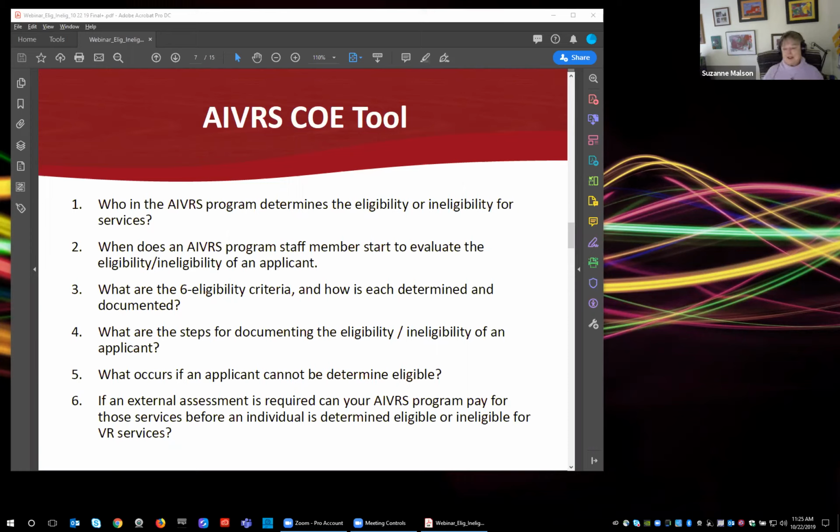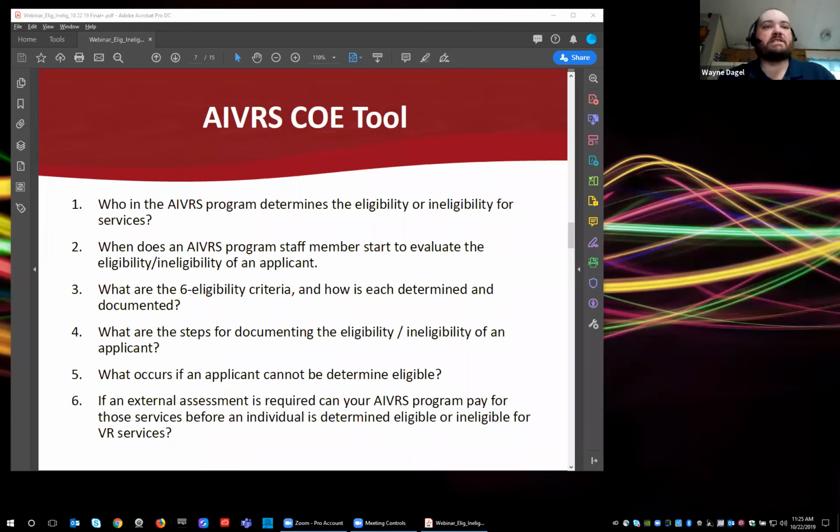Sorry, go ahead, Lorraine. Number three. We identified the 6 eligibility criteria in the PowerPoint. We talked about how they're determined and documented. Again, it's based on the documentation and data we receive, the evaluations that we look at, the assessments that we do. It's documented both in the eligibility document, but also within the case note. We've got to make sure we have that storyline in place to support whatever we do.